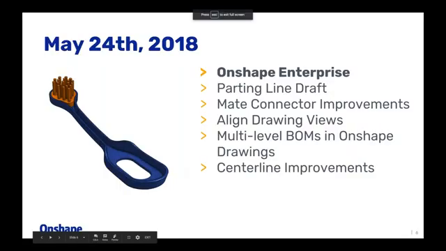The next one on my list is mate connector improvements, and this is something that I think affects everyone. Things like parting line draft, you may never use if you don't do any of that kind of more complex mold style drafted parts. It just depends on what you do. Mate connector improvements really apply, I think, to a large group of Onshape users.